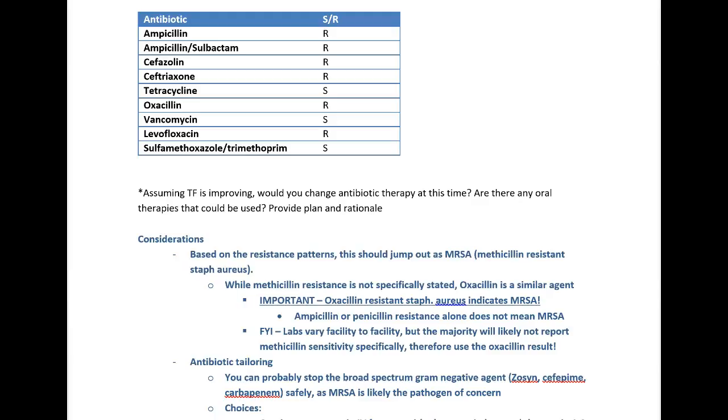So with this resistance pattern, you should look at this as MRSA. So it's Staph aureus, and the big key on any lab report is going to be oxacillin resistance.